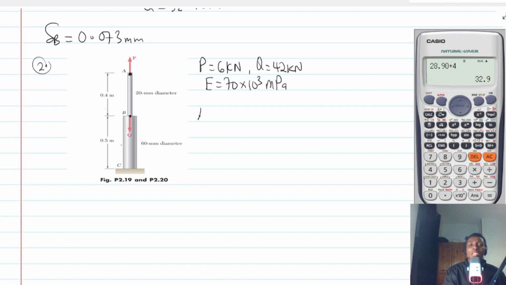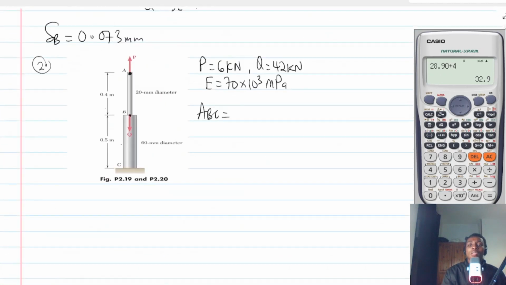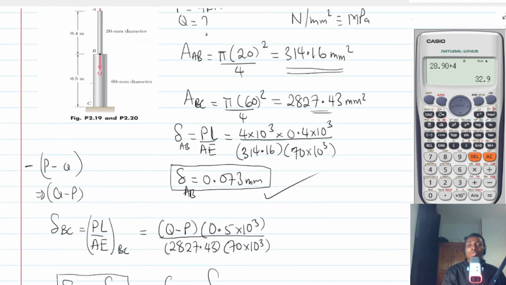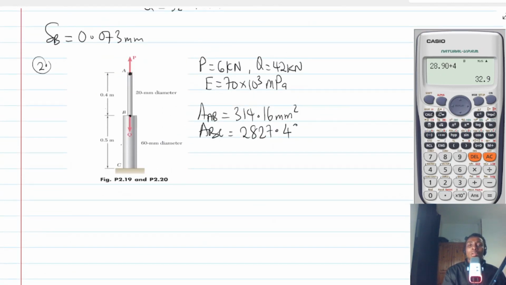So the area of AB is 314.16 millimeters squared, and then the area of BC is 2827.43 millimeters squared. So now we know the area of AB and then BC. Now let's move straight forward.